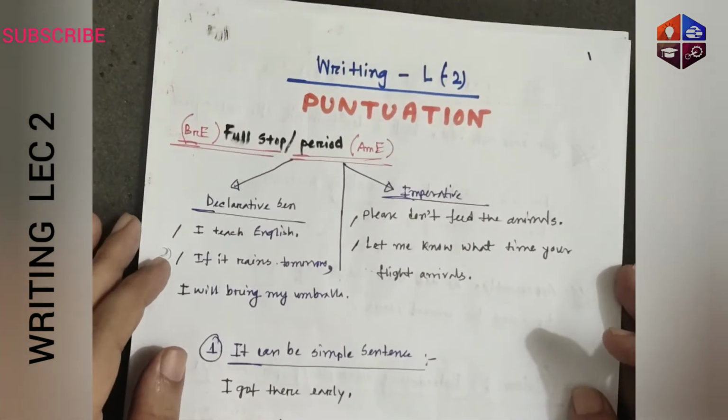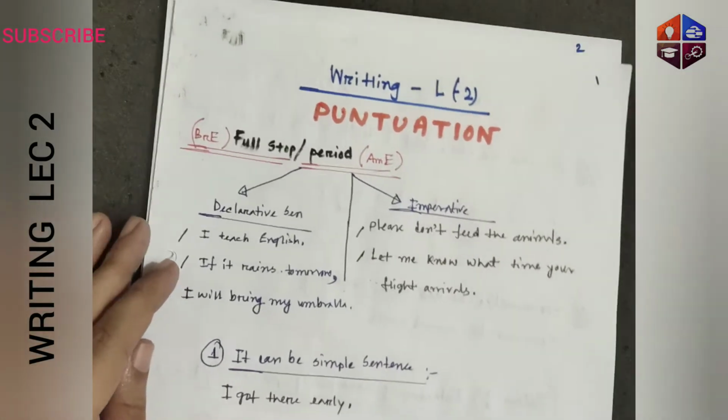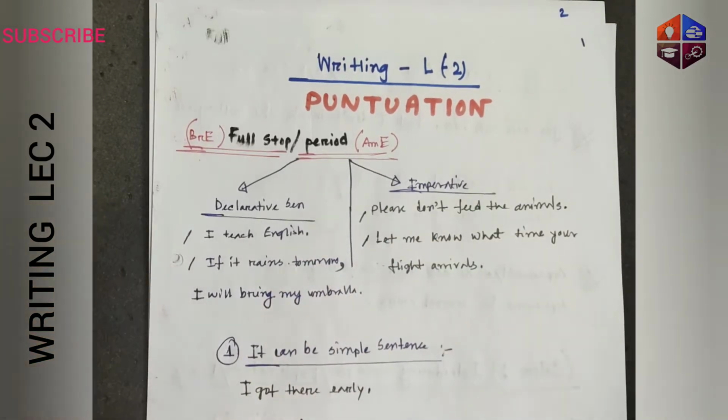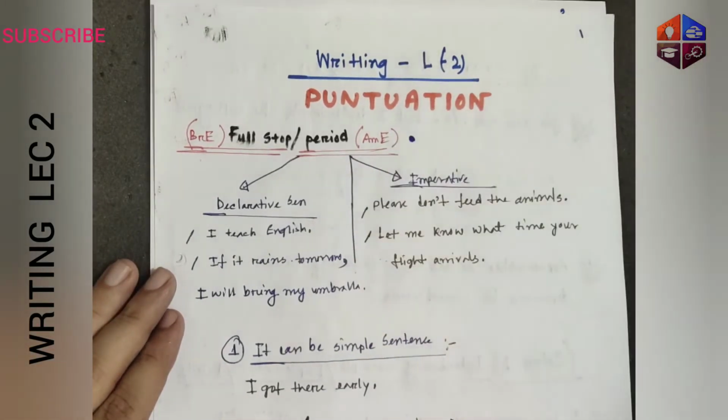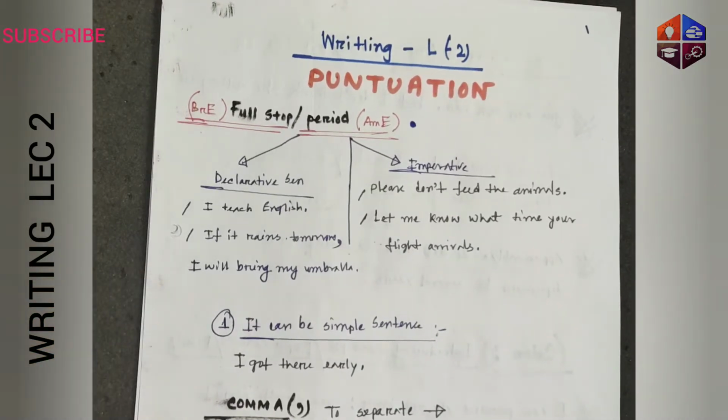Now, punctuation has different types of signs. The first thing is the full stop, or the period. In British English, they normally call this sign a full stop. In American English, they say period. Normally, the period has two sections: one is the imperative type and the other is the declarative sentence.